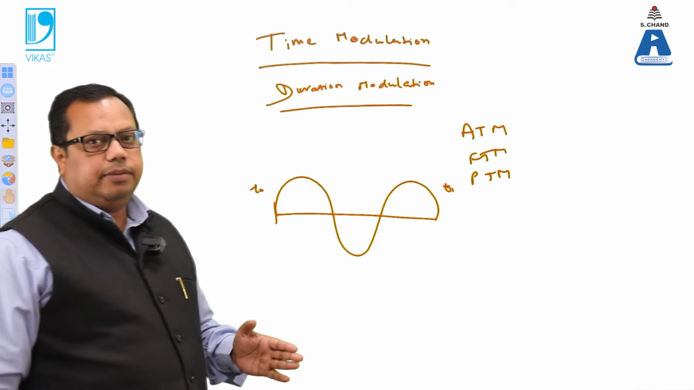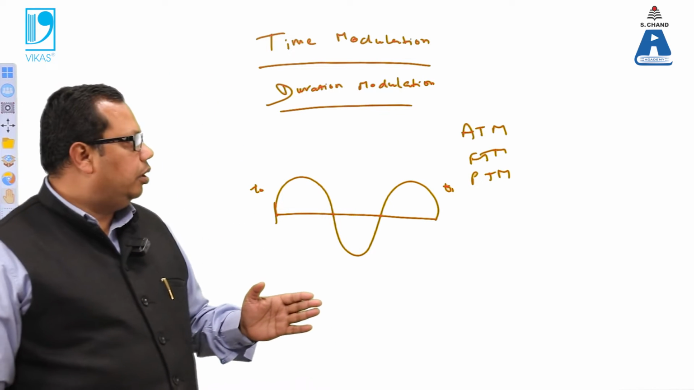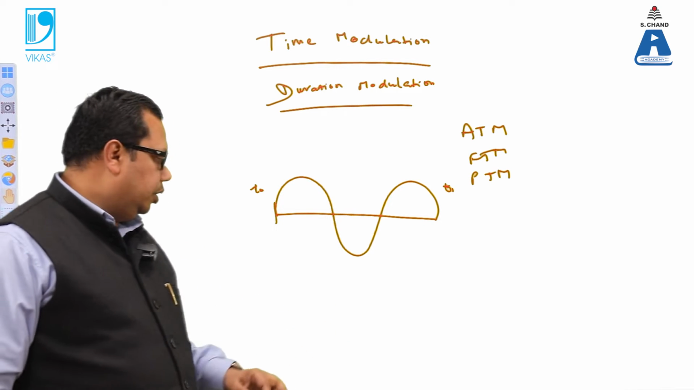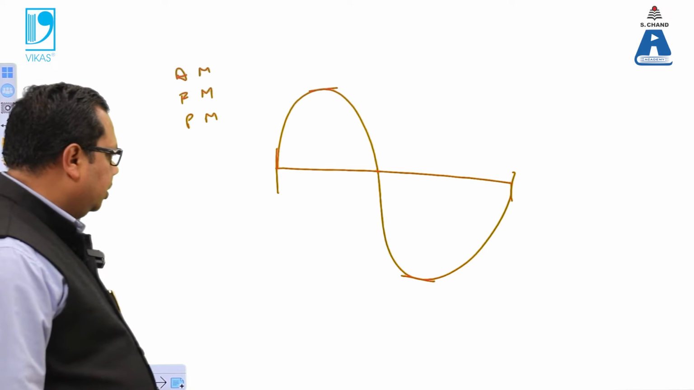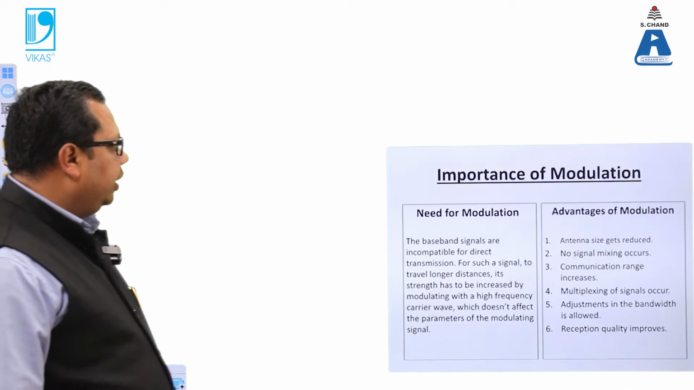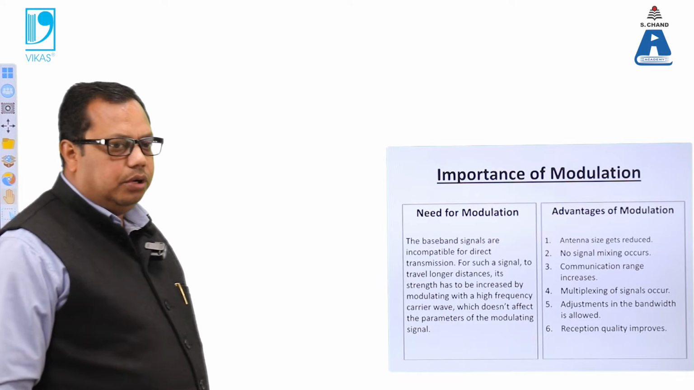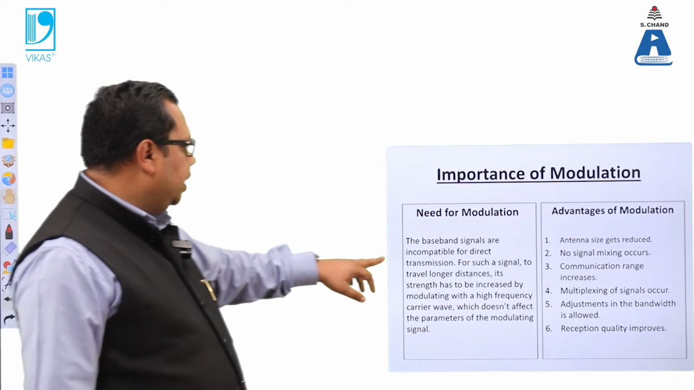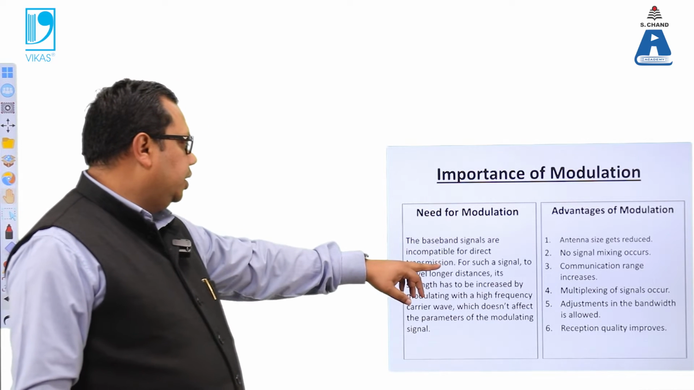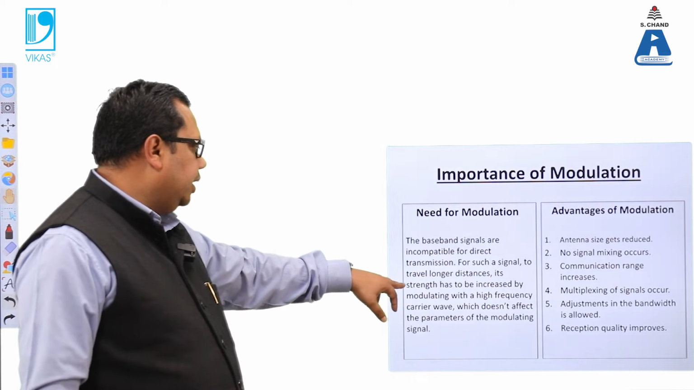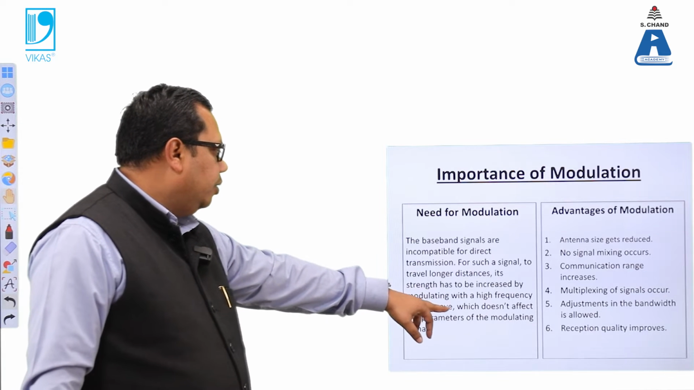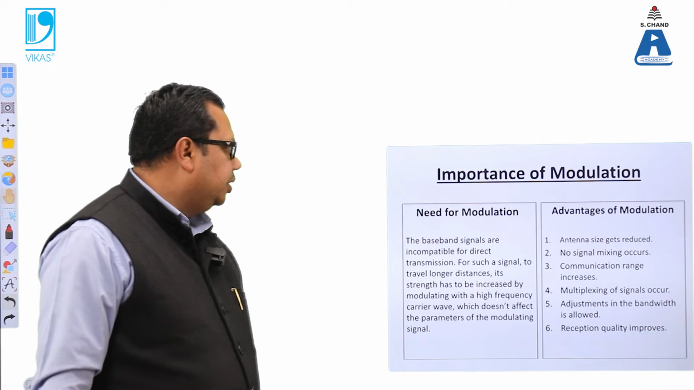So for a particular time we can calculate the modulation, and for a particular duration we can also call it a modulation. Then we have the importance of modulation, that is, why we need the modulation. We have discussed that baseband signals are incompatible for different transmission. For such a signal to travel a longer distance, its strength has to be increased by modulation with a higher frequency carrier wave, which does not affect the parameters of the modulating signal.